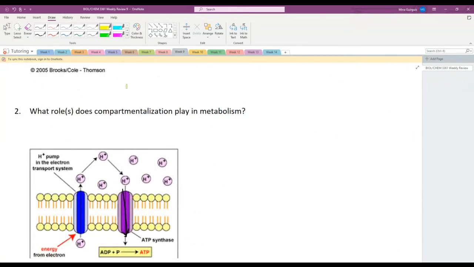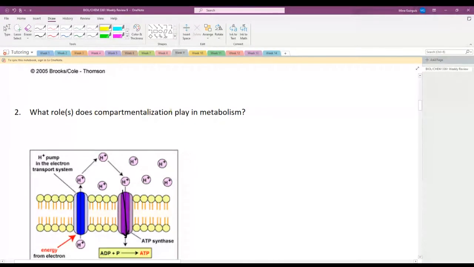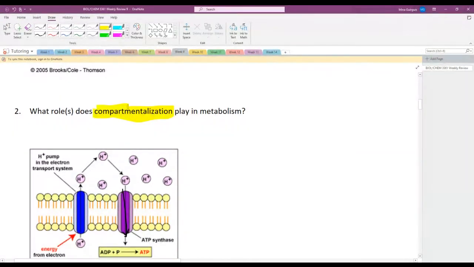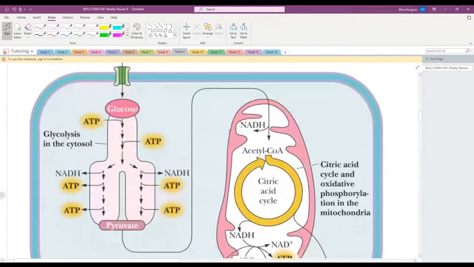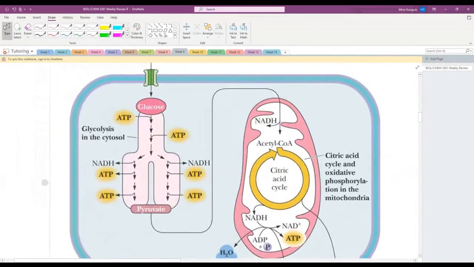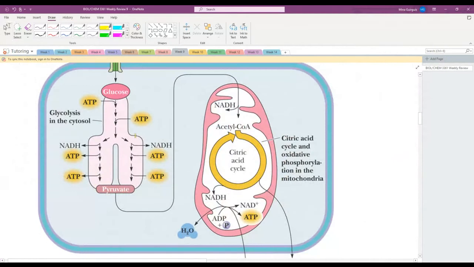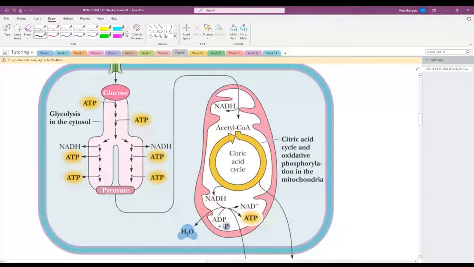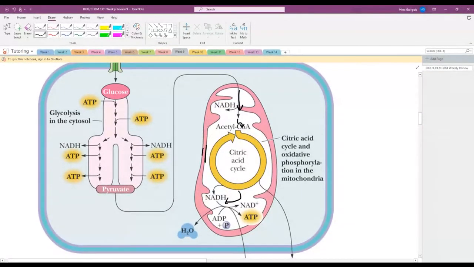So for y'all who may not know this word compartmentalization in terms of what we're talking about here, I'm going to give an example, and I'm going to scroll down below this figure to the next figure. So the pyruvate dehydrogenation happens in the mitochondria. Then the TCA cycle in the mitochondria. Then the electron transport chain along the mitochondrial membrane, but still mitochondria, right? Why can TCA, the citric acid cycle, and oxidative phosphorylation only occur here in the mitochondria?